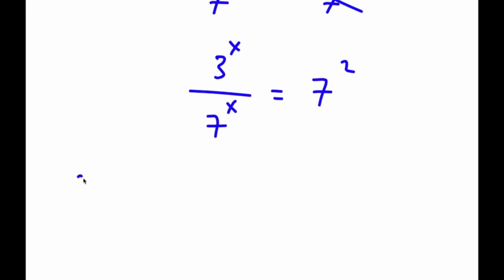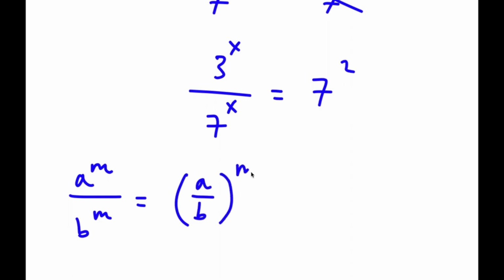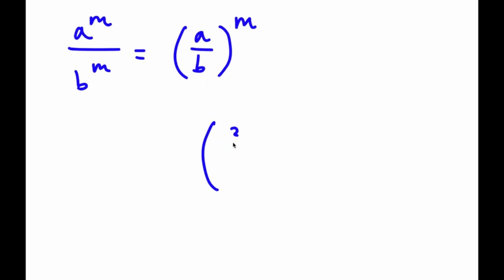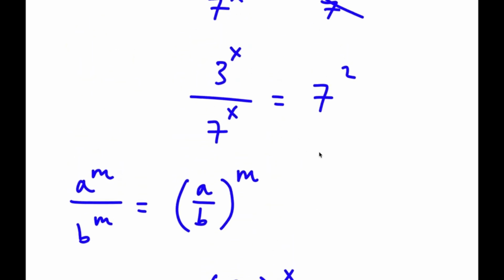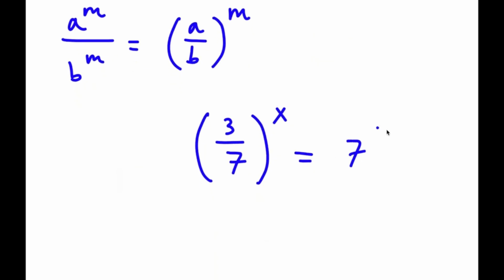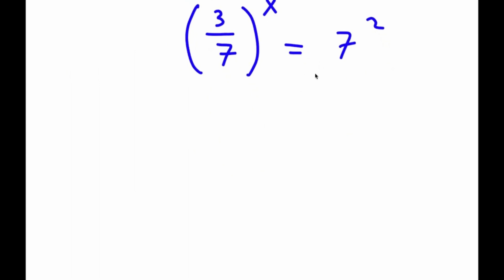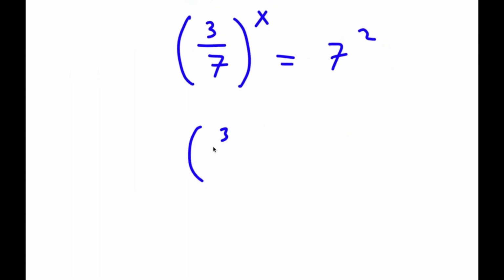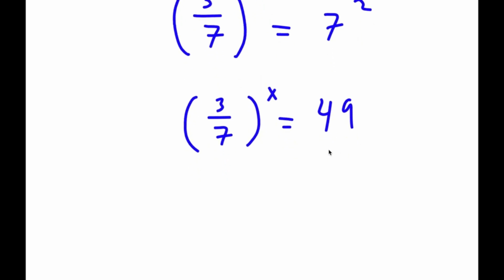Now, if I have something in the form a to the power of m over b to the power of m, this is equal to a over b to the power of m. So 3 to the power of x over 7 to the power of x is going to equal 3 over 7 to the power of x, which is equal to 7 to the power of 2. Now, 7 to the power of 2, that's the same thing as 49, so I have 3 over 7 to the power of x is equal to 49.